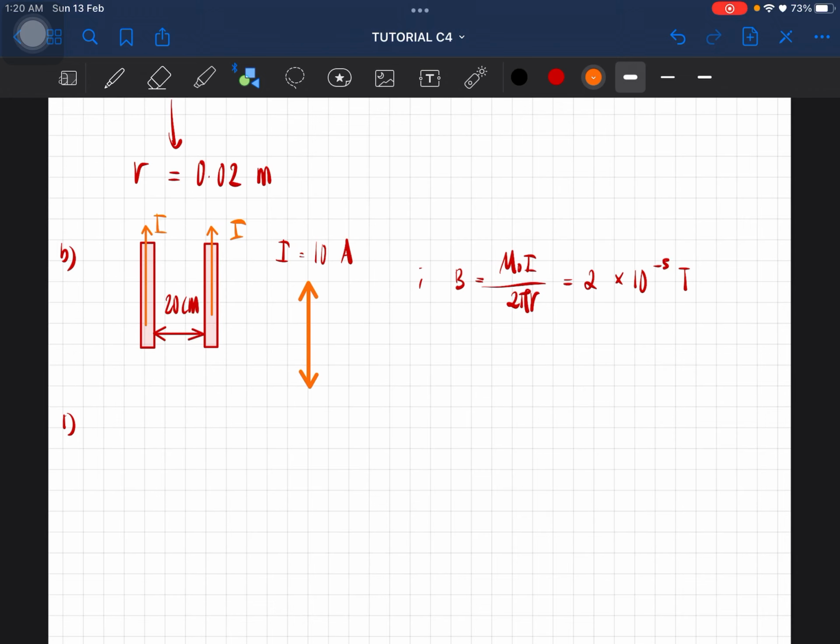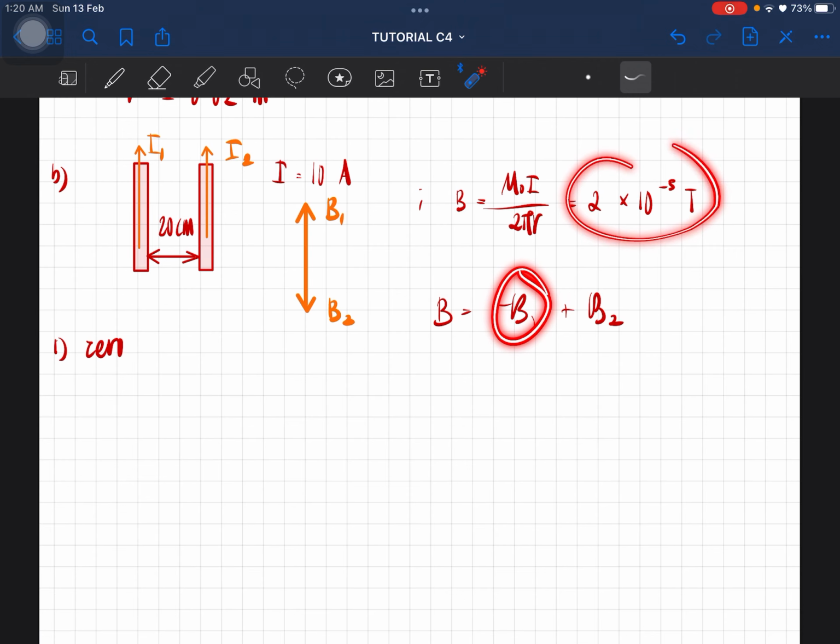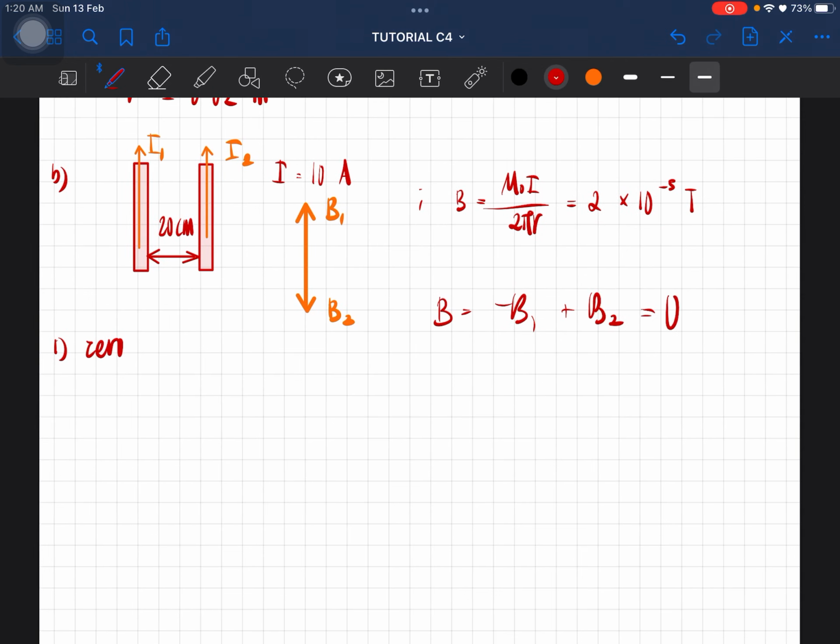But since they have the same magnitude, which is this value here, let me just label it as B1 and B2. This is wire 1, this is wire 2. Okay, so since they have the same value, if you add this together, this one is going to be negative, it would give us 0. Okay, can you understand? We get 0, because the resultant magnetic flux would be negative B1 plus B2. So since this is the same value, it would give us 0.